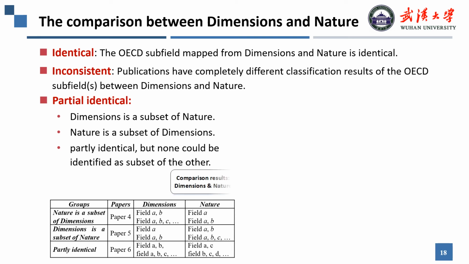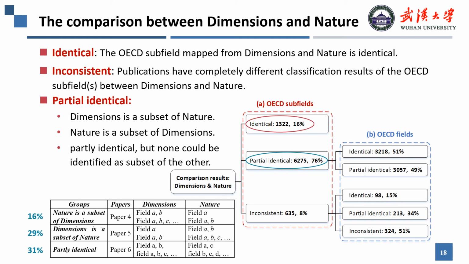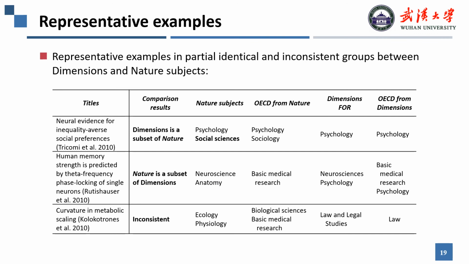For the comparison results between Dimensions and Nature, only 16% of publications have identical subfields, and in Group 2, 76% of publications include 3 proportions corresponding to related subgroups. Similarly, for publications in Group 2 and 3, we also extended the comparison based on the OECD major fields, and the results are presented on the screen. Again, we show a few representative examples in the partial identical and inconsistent groups between Dimensions and Nature.